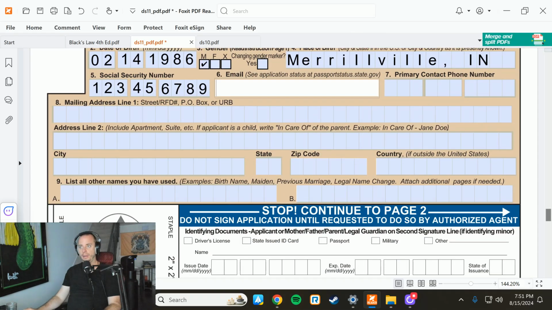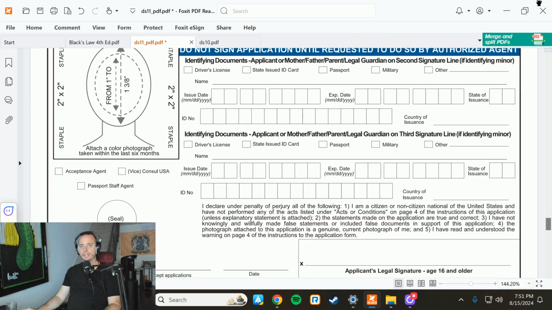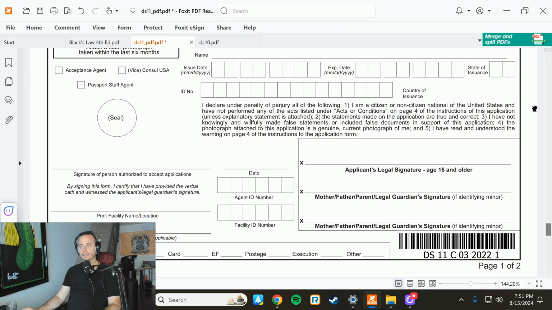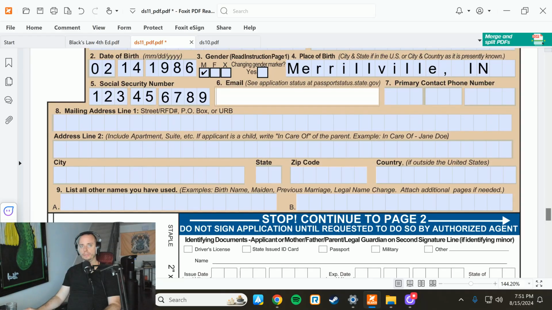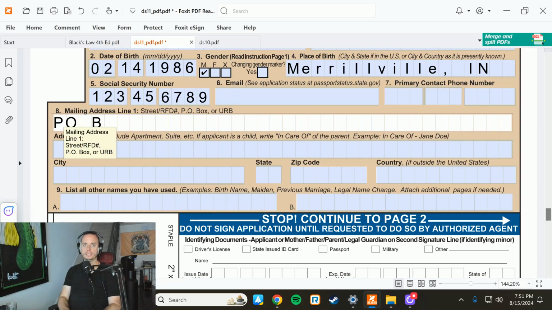It is not your domicile address. It's not the nationality address. The nationality address is down here on the second page. We're going to get into that in a second. So the mailing address for me would be P.O. Box 1962, Glendale, California 91209. Country. No, it's fine. List other names you've used. Okay, fine.